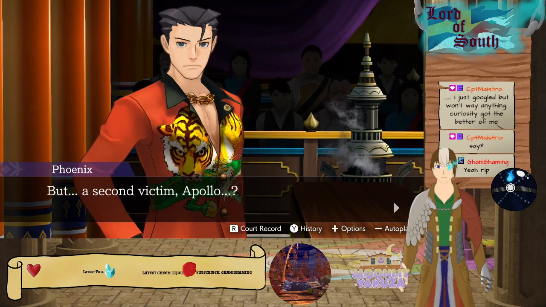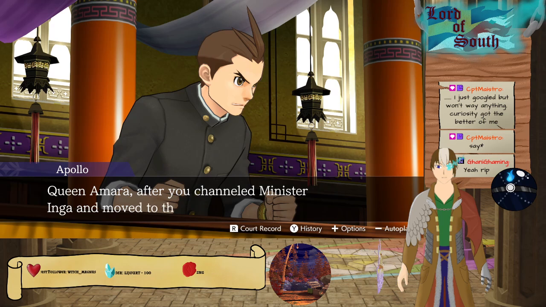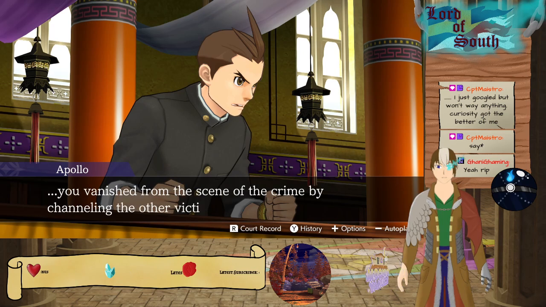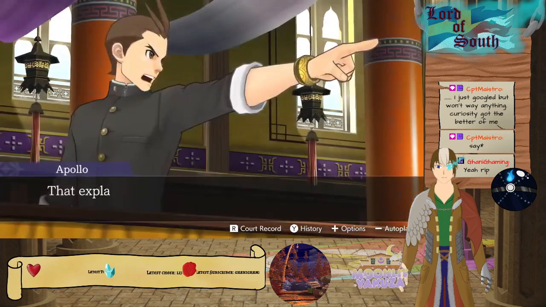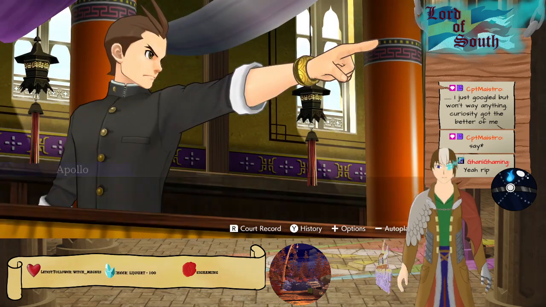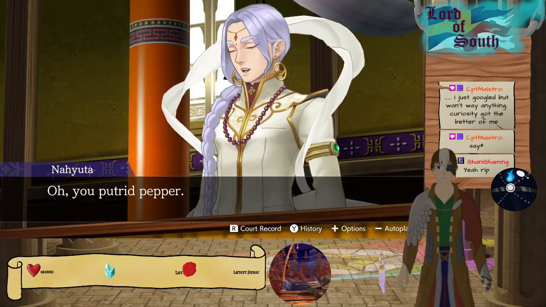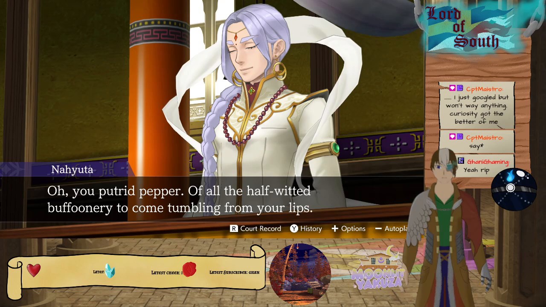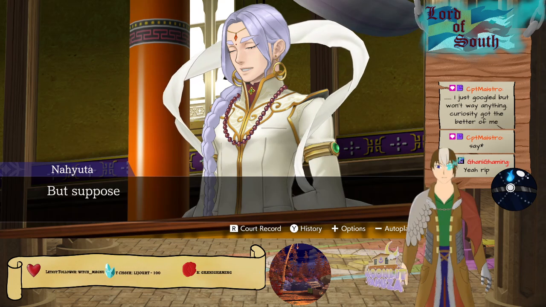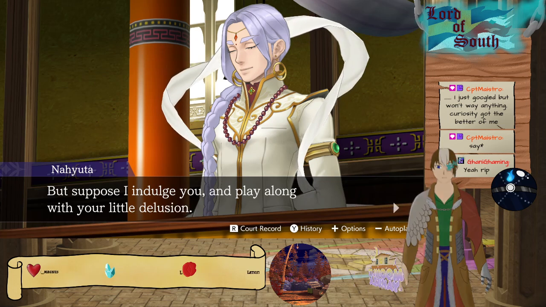What? A second victim, Apollo? Queen Amara, after you channeled Mr. Inge and moved to the tomb, you vanished from the scene of the crime by channeling the other victim. That explains why no one found you after the murder was discovered. Oh, you putrid pepper. Of all the half-witted buffoonery to come tumbling from your lips. Also, I know it's over 8, but to be honest, this is fucking exciting.